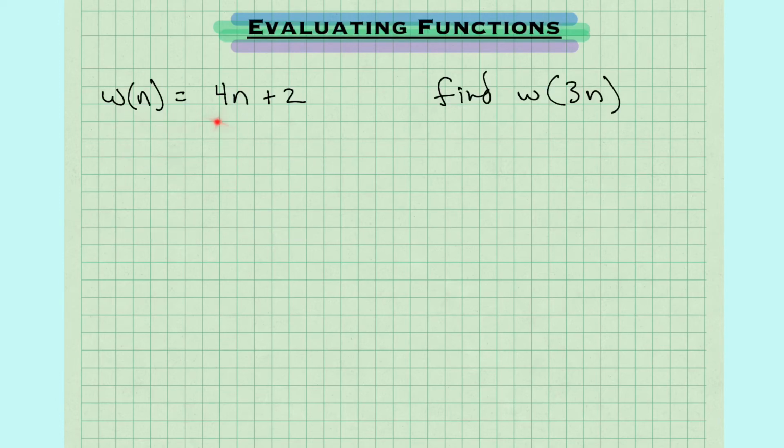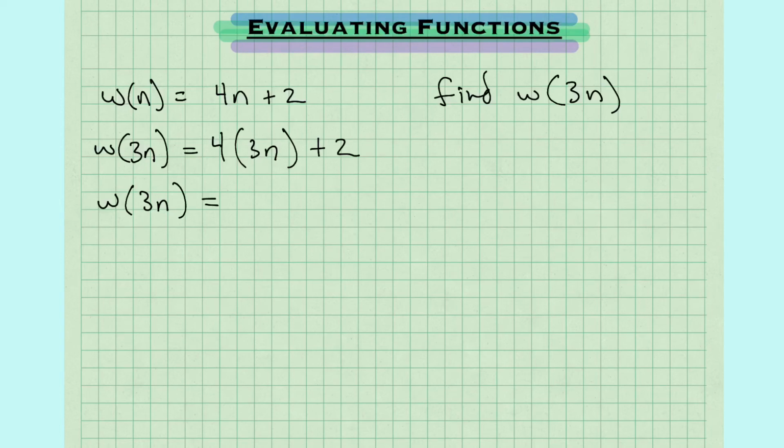All right, w of n equals 4n plus 2. Find w of 3n. So here we have w of 3n equals 4 times 3n plus 2. See, once again, we're taking our variable, we're replacing it with 3n. Okay, make sure you put these parentheses. So now we have w of 3n. We're going to say that equals 4 times 3n. That gives us 12n plus 2. And there's our answer, 12n plus 2.